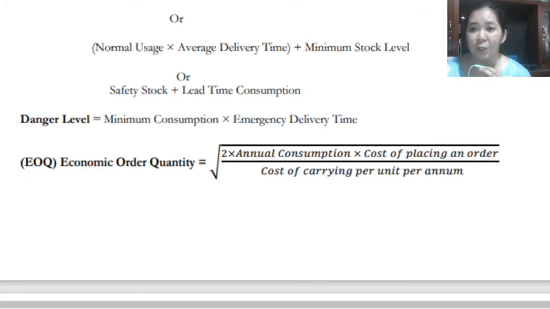So all of these costs should be minimized. So the question is, how many units should they order to minimize all of these costs? This is what economic order quantity is all about. So to solve this, the formula is 2 times annual consumption times the cost of placing the order divided by the carrying cost per unit per year. So 2 here is a constant in our formula.